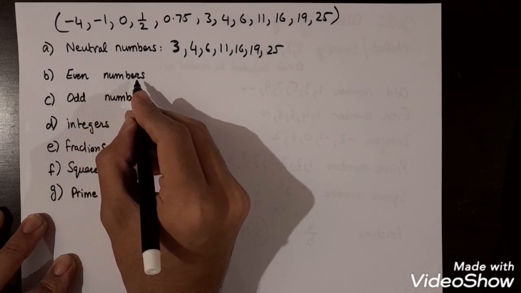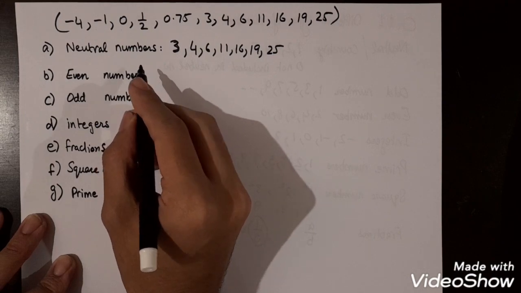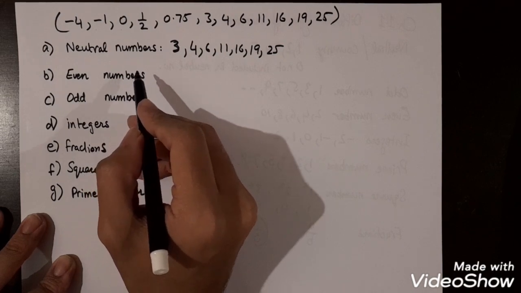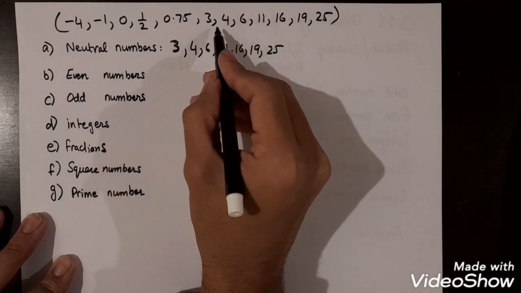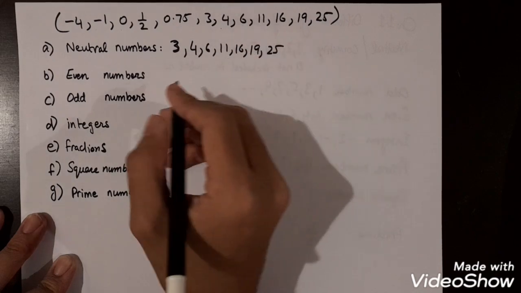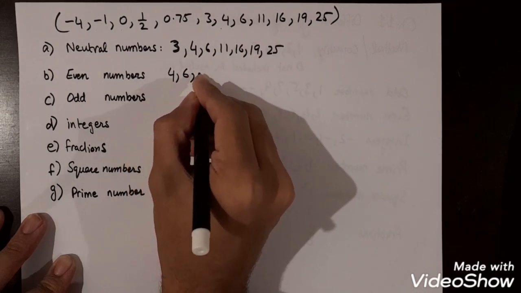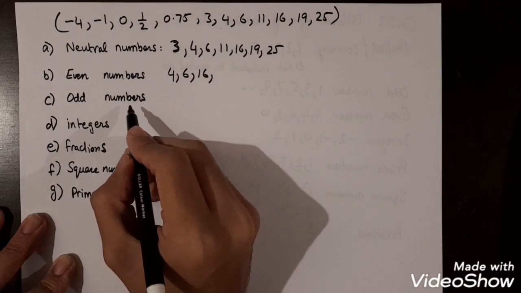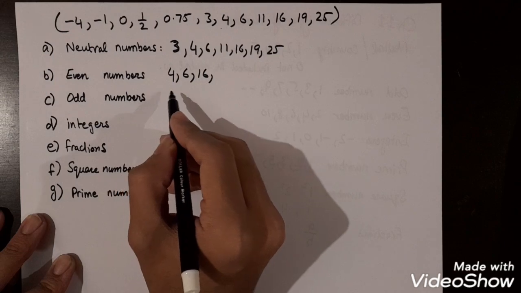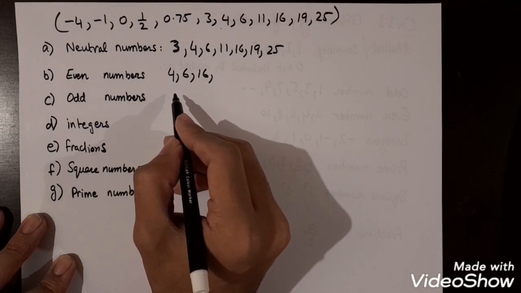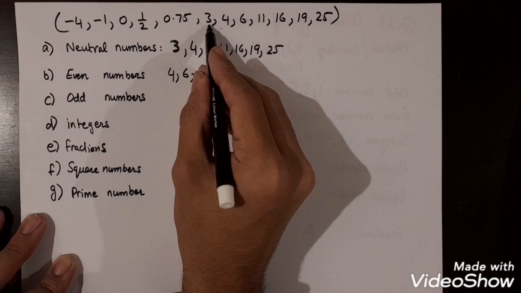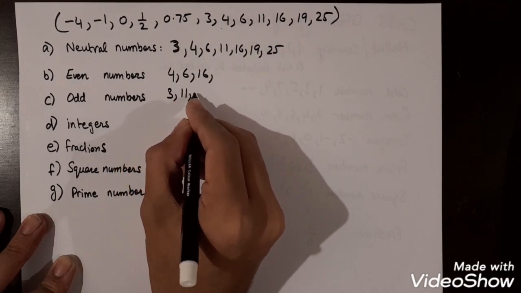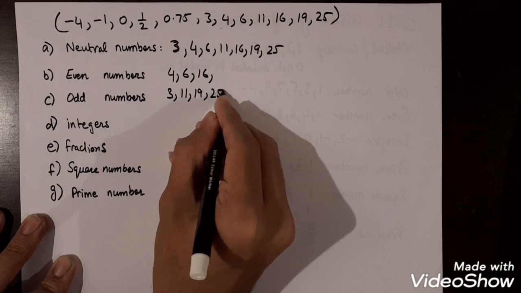Then we have even numbers, which can be exactly divided by 2 and must be positive. So it will be 4, 6, 16. That's it. Then odd numbers are those which cannot be divided by 2. So these will be 3, 11, 19, and 25.